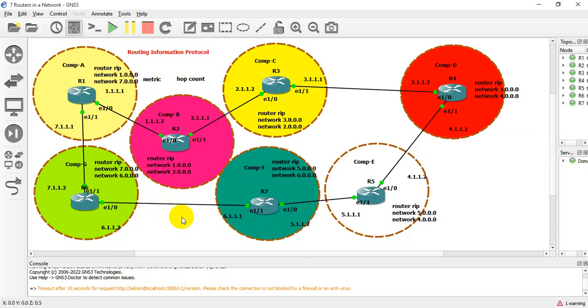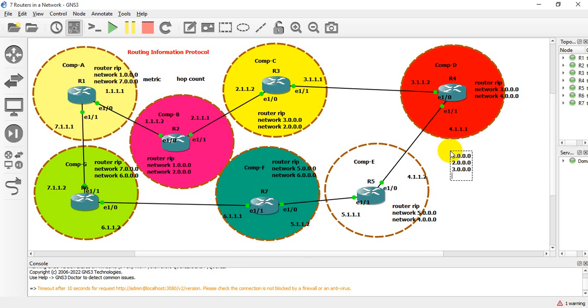So that was it. Now let's start pinging. But before that, let me write here the networks in this topology. How many networks? 7 networks. Which one? This one first, then this one, then this network.